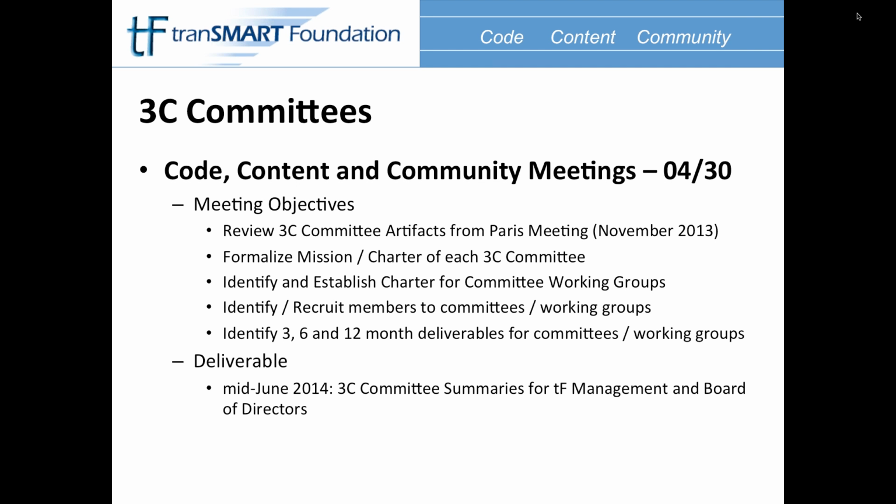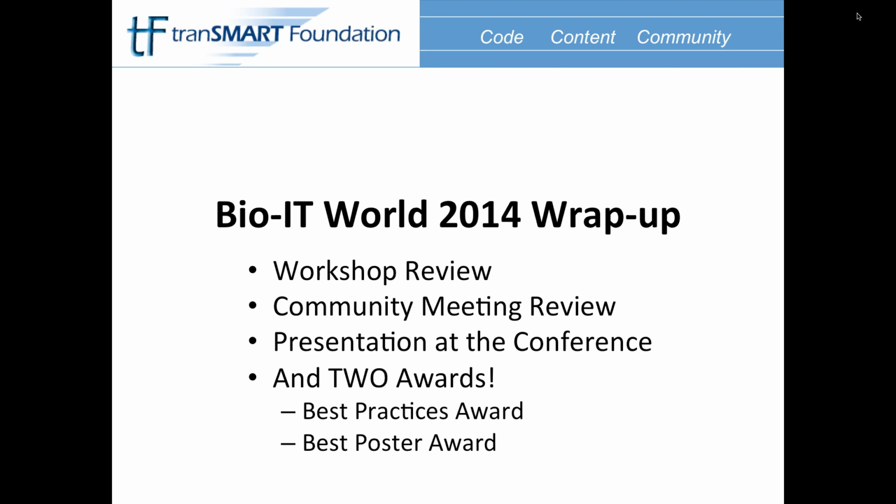In addition, the groups are charged with identifying 3, 6, and 12-month deliverables for these committees and working groups. We're very much a delivery-oriented organization and community, and I think having key deliverables for these groups is essential. And the key deliverable here is that in mid-June, these committees will be summarized for the management and for the board of directors. So at our next board meeting, there'll be presentations of the organization of these 3C committees to the board. So that's basically the governance update that we had over the last 30 days.